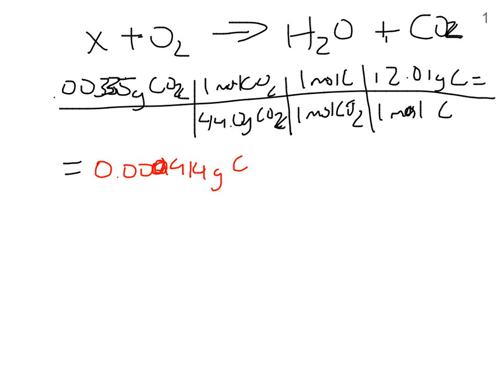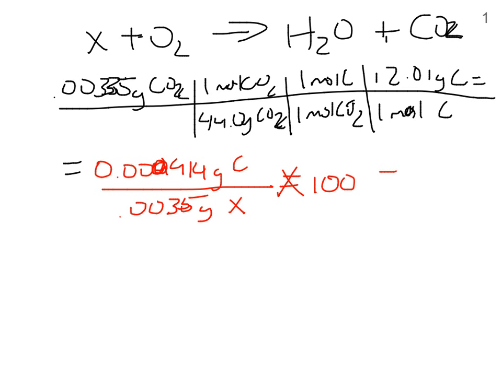Now, what does that mean? Well, we can immediately figure out the percent because we know how much the original was. The original, remember, was 35 milligrams. So if we take that amount and divide it by 35 milligrams of the original compound, that's X, and then we multiply it by 100 to get a percent, that's going to give us 26.1%. Okay? So that's that part.